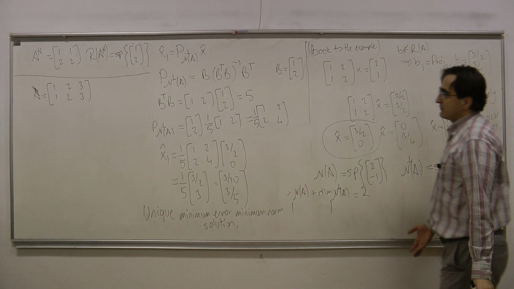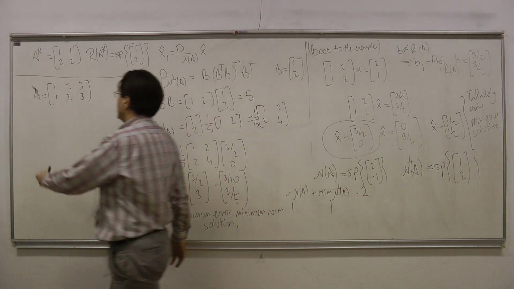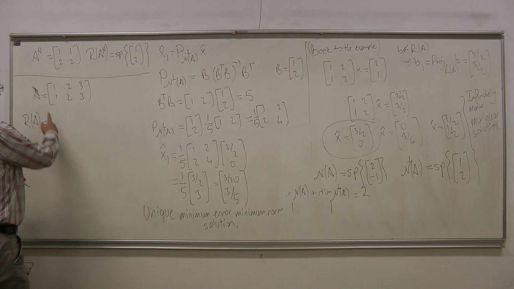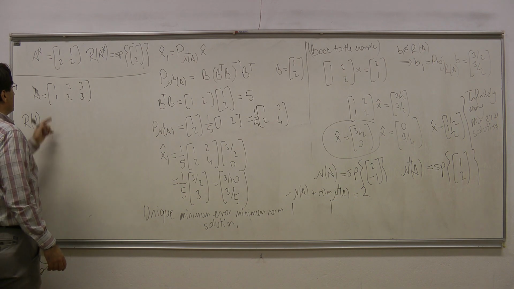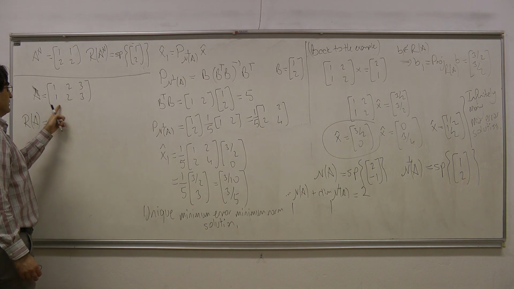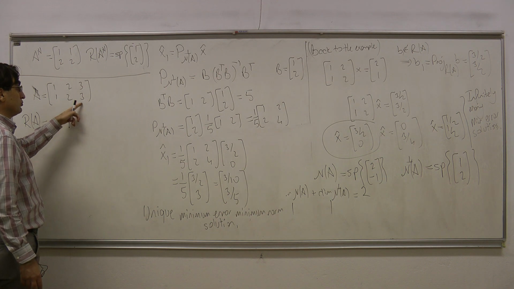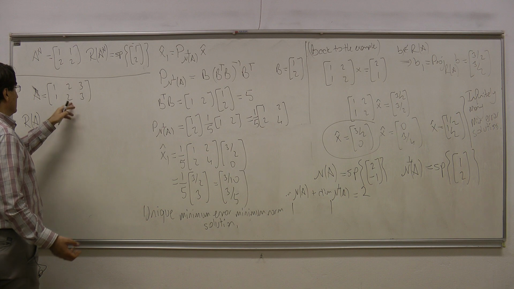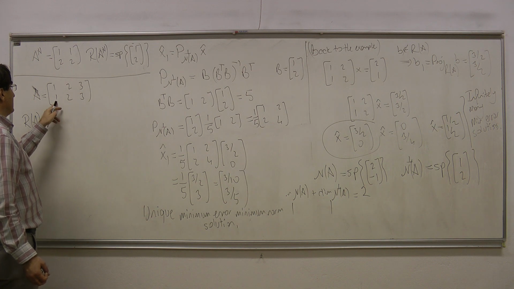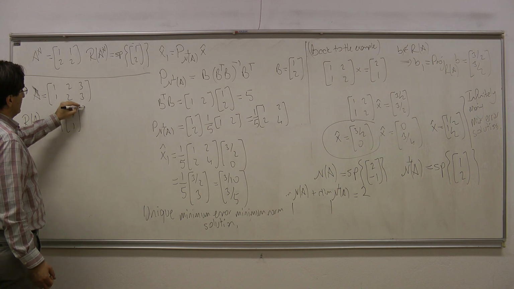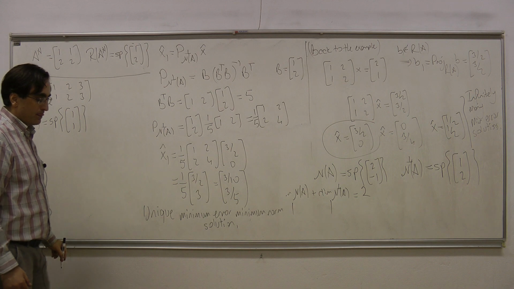Let me look at some spaces in this case. So the range space of A is the span of these columns. We see that these columns are all linearly dependent. There is only one linearly independent column, which is 1, 1, or 2, 2, or 3, 3. This one is linearly dependent with the earlier one, and this one is linearly dependent with this one. So the range space is one-dimensional. Okay? This is my range space.